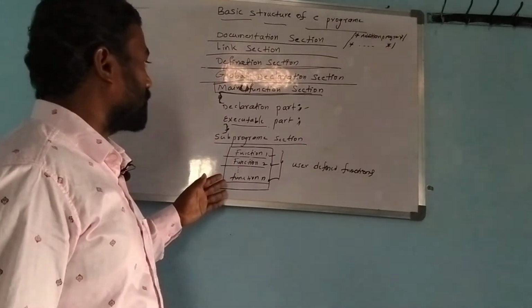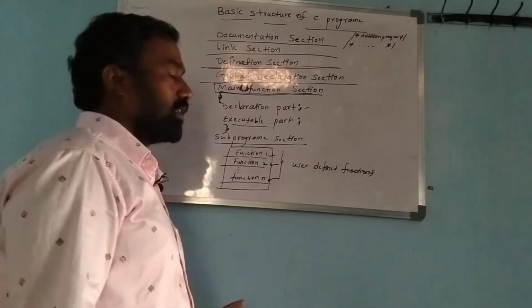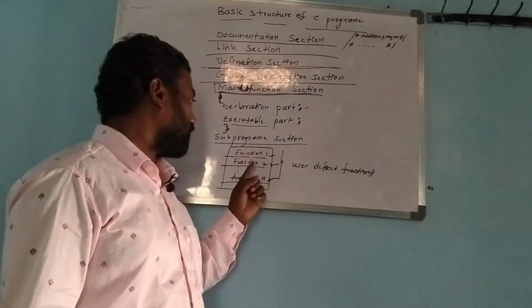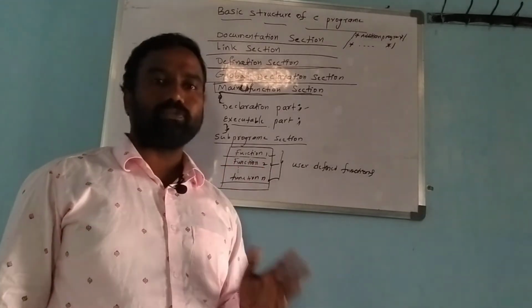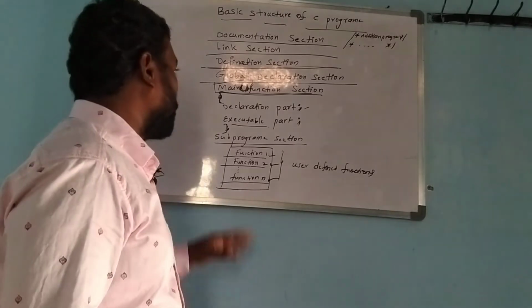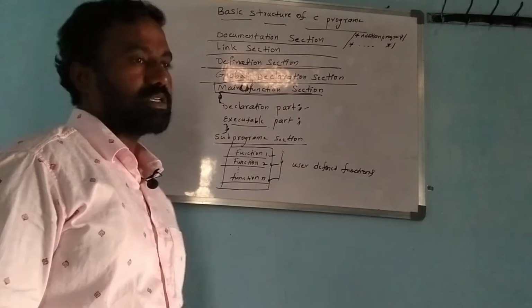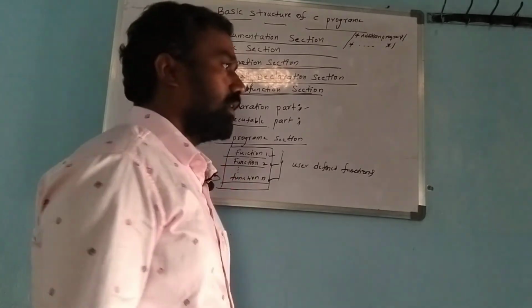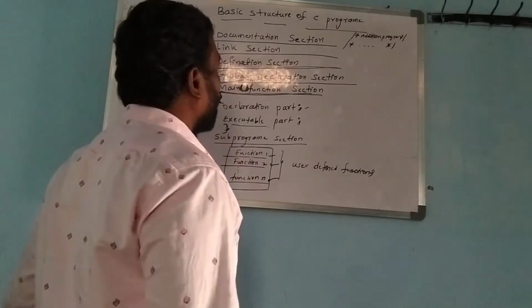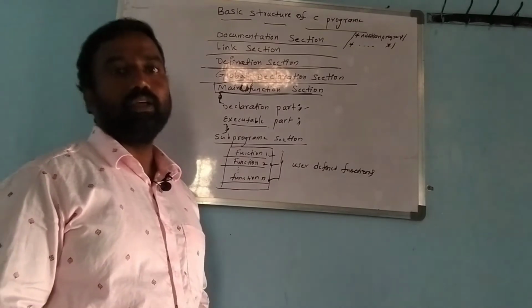Within the sub-programming section we have a number of user defined functions. What are the user defined functions? Function 1, function 2, function n. That means the user can create any number of functions within the sub-programming section. Okay, so this is the basic structure of the C programming, and it may come in your examination also. This topic is mainly useful for degree students.